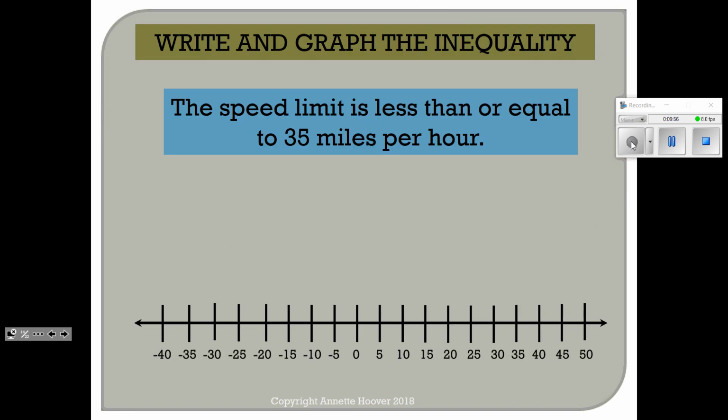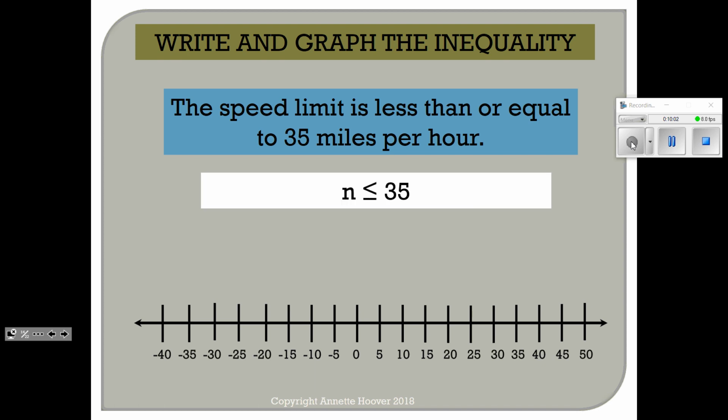The speed limit is less than or equal to 35 miles an hour. So here's how we write it. Speed limit is less than or equal to 35. Again, this is one where you can't have negative speed, so it would really have to start at 0.